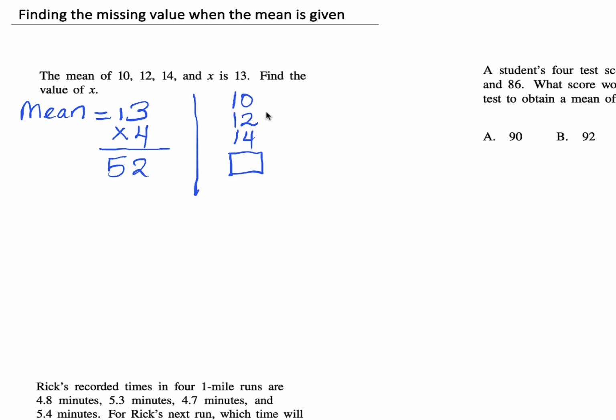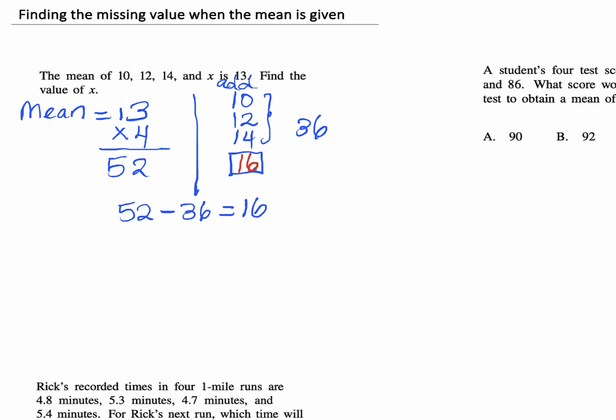Now on this side here, I'm going to find the total of 10, 12, 14. So I'm going to add all of these numbers together, and when you add them, I get 36. Now, I need to find the missing number here. I know that the total for the mean will be 52. I know that when I add the 3 numbers, I get 36. Therefore, to find the missing number, I'm just going to subtract 52 minus 36, which gives me 16. So my missing number here is 16.